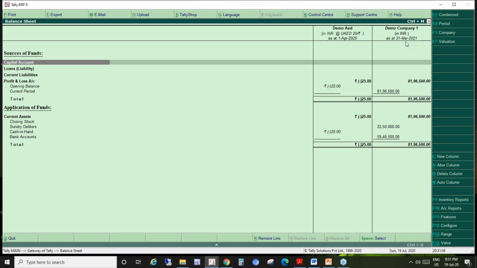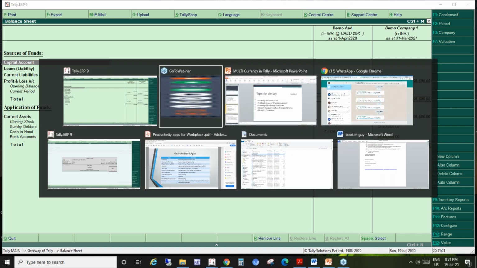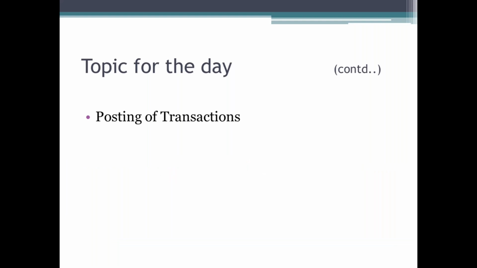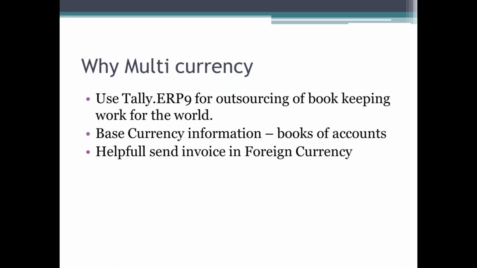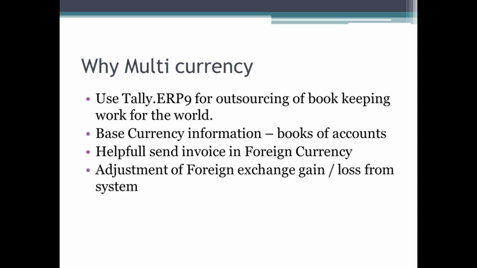First you will have to change the direction of the foreign company and foreign currency company and then the INR company. Okay. So these are the two things that I wanted to show. We have seen this base currency information, books of accounts, how to send invoice in foreign currency, adjustment of foreign currency gain loss from system, right? So these all things we have already seen.